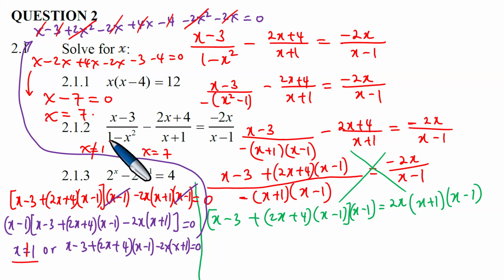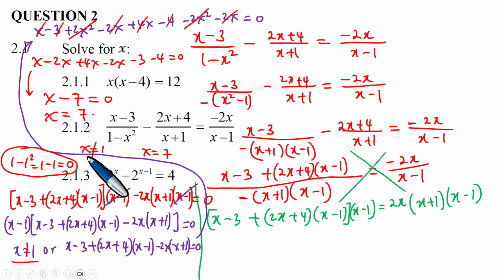Even here, if you put 1 in the place of x, you'd have 1 minus 1 squared. What is 1 minus 1? Is 0. And that means, therefore, that you have 0 in the denominator, which is not acceptable. We don't divide by 0. Division by 0 is undefined. So that is something that you need to take note of. And then we proceed to look at the next question.